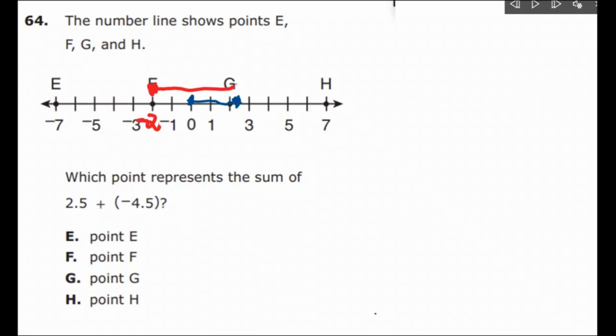To solve this, subtract the smaller absolute value from the larger one. So, 4.5 minus 2.5 equals 2.0. But since we're moving left, our answer is negative, so the final result is negative 2.0. Point F is located at negative 2.